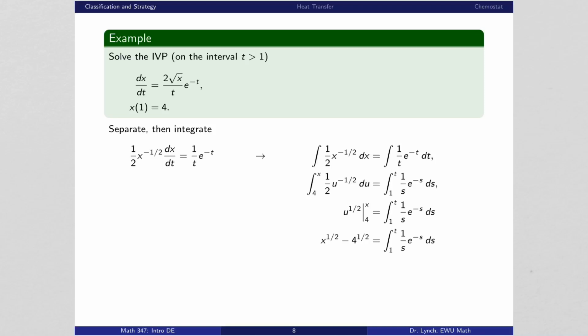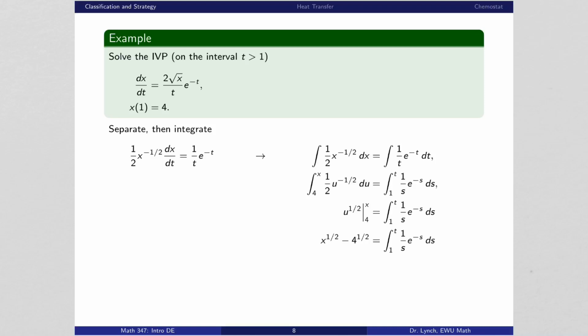Now again, we can see that this is an implicit solution. It's an implicit solution because we don't explicitly have x as a function of t, but it does satisfy the initial condition. It's quick to see that if t is equal to 1 on the right-hand side, that integral vanishes, and we can see that x to the 1/2 is 4 to the 1/2, or x of 1 equals 2. Okay, so it's quick to see that this does satisfy the differential equation as well as the initial value.